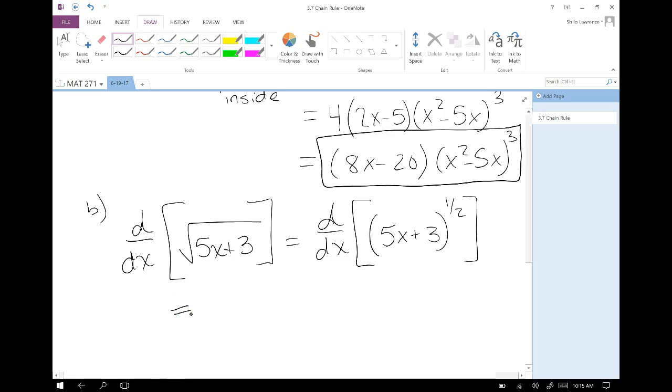So we're going to start with the derivative of anything that's to the 1/2 power. We bring our half out front, rewrite the base, and the new power is 1 less. And then chain rule says we would also have to multiply by the derivative of the inside stuff, which is going to be a 5.